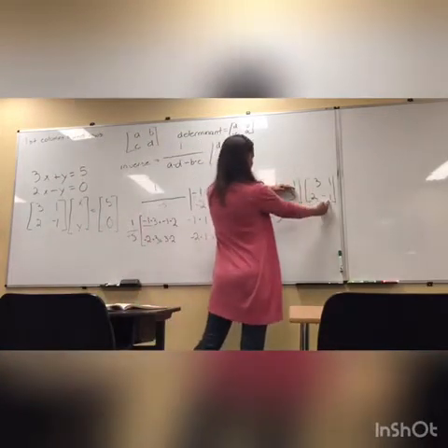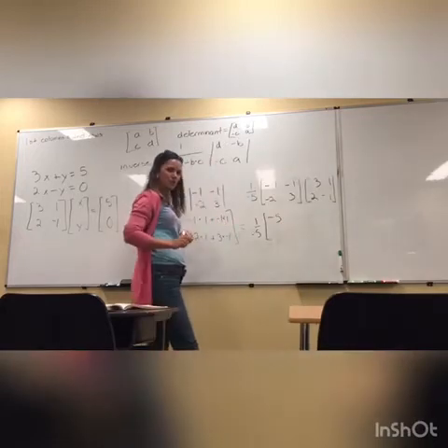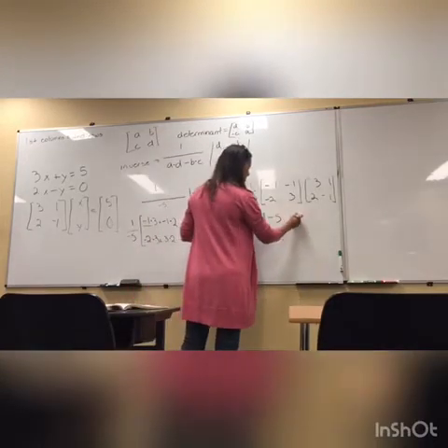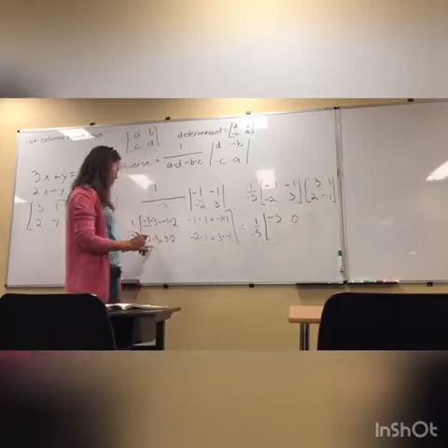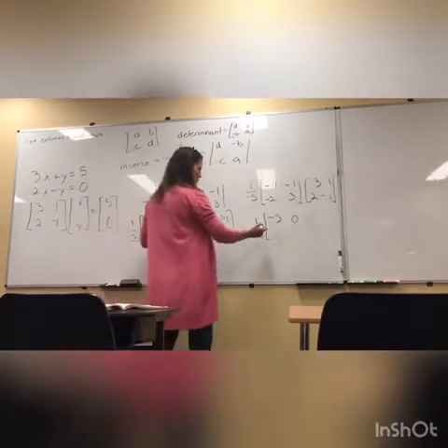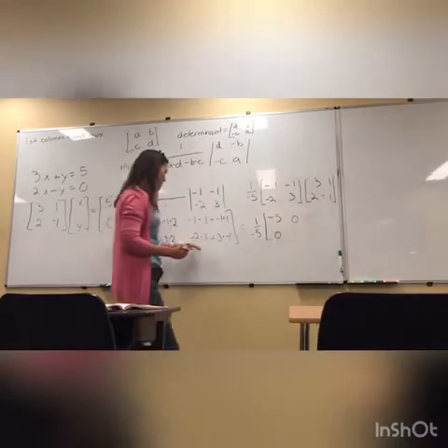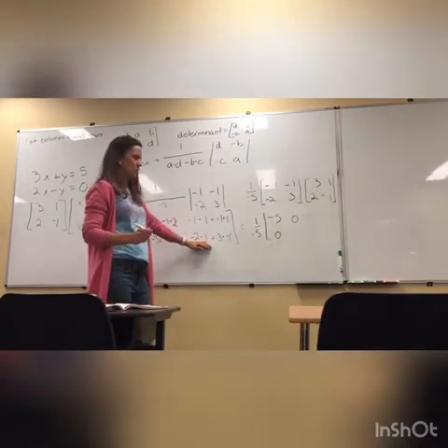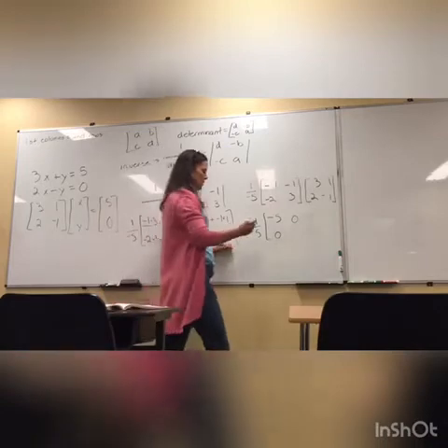Negative 1 times negative 1 is positive 1. So what's negative 1 plus 1? 0. Now we have negative 2 times 3 is negative 6, plus positive 6, another 0. Now we're going to have negative 2 times 1 is negative 2, plus negative 3 is negative 5.